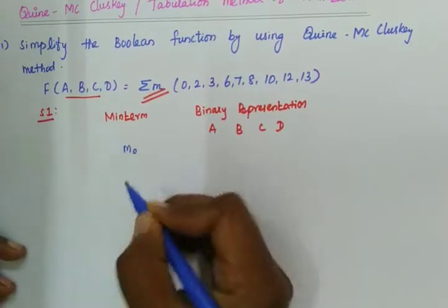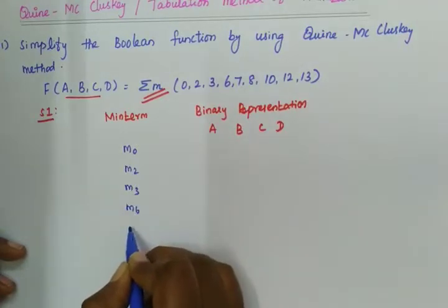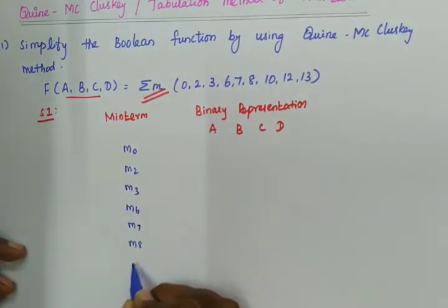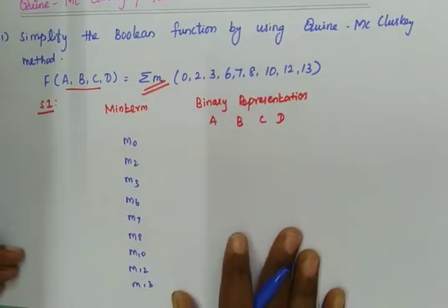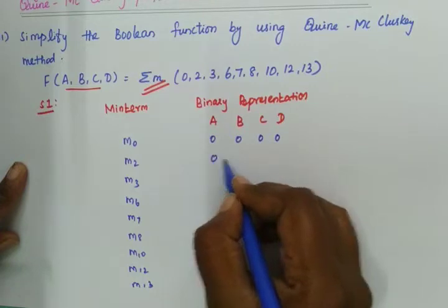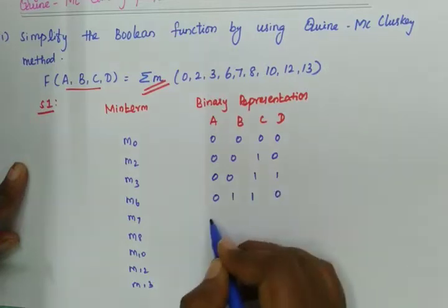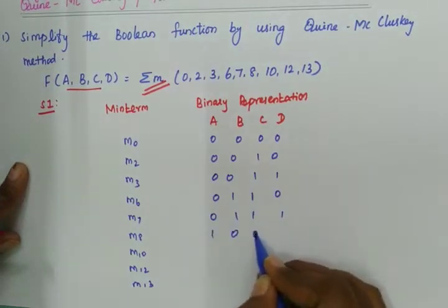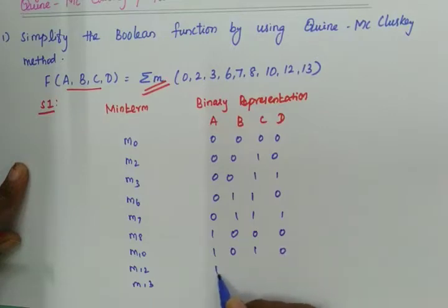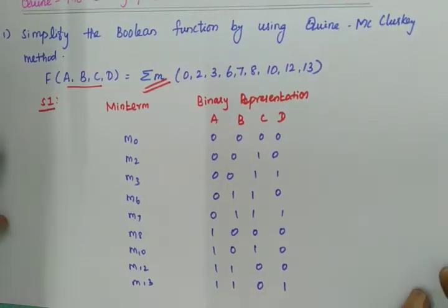That is M0, M2, M3, M6, M7, M8, M10, M12, M13. And we know how to write this in binary by using the 8421 code. So 0, 2, 3, 6, 7, 8, 10, 12, 13. So the first step is to represent in binary.